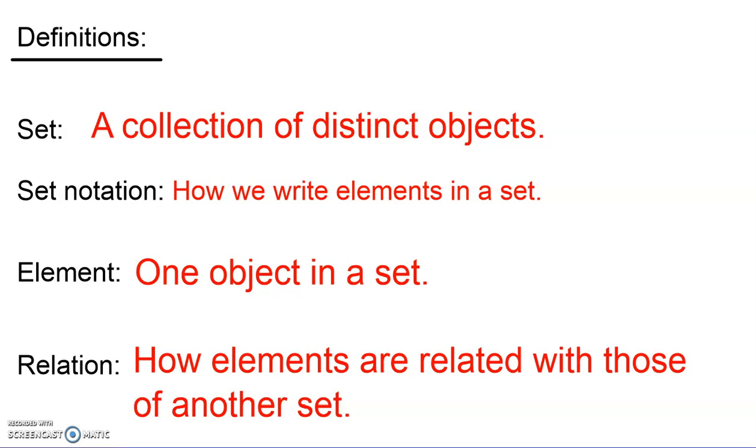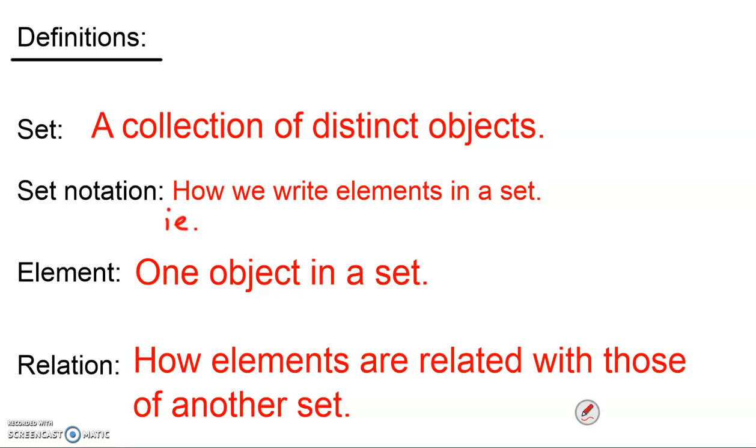A few definitions, and you can print off the note page that has also been attached and fill these in as we go. So first we have a set, and a set is a collection of distinct objects. So we could be talking about the set of colors or the kinds of dogs. Set notation is how we write elements in a set.